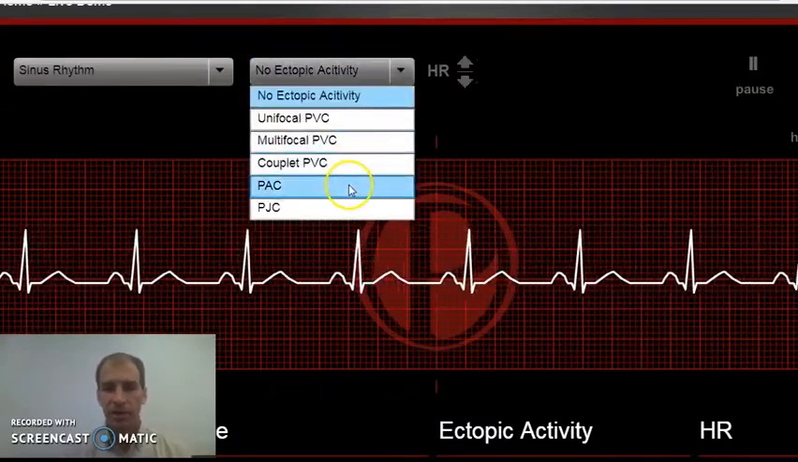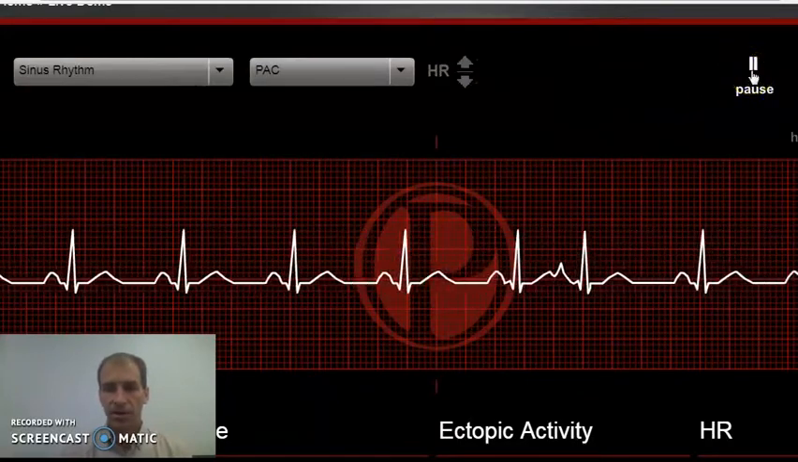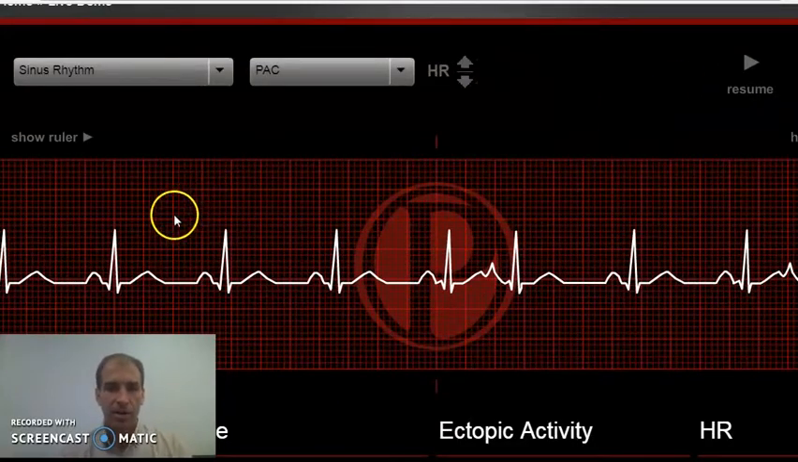And now we'll throw in a PAC here. All right, there it is. Okay, so let's look at what happened here. We have normal, normal, normal, boom, early. This is what's called a premature atrial contraction. In other words, early atria contracting.